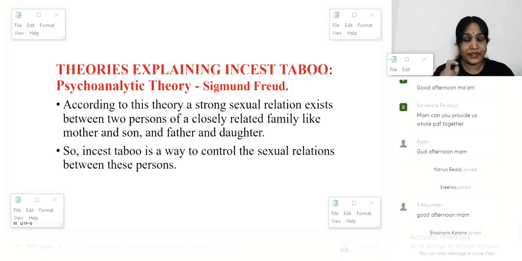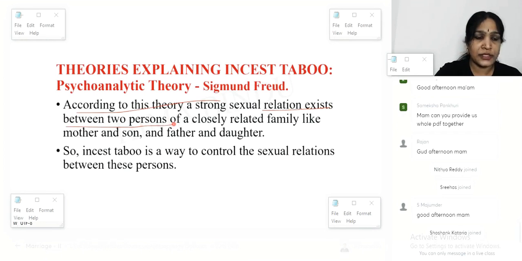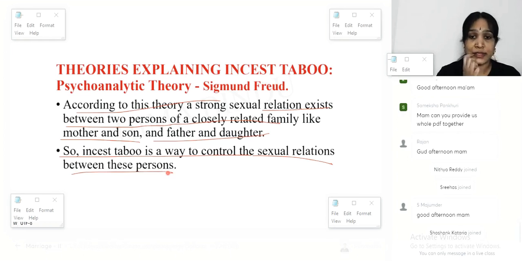We have to psychologically tune them that this is something very ugly. Otherwise most of them may get involved in such relations that may spoil the family relations. That is the opinion of Sigmund Freud. So let us go through what I have given here. According to this theory, a strong sexual relation exists between two persons of a closely related family, like mother and son, father and daughter. So the incest taboo is a way to control the sexual relations between these persons. Okay, this is Sigmund Freud's opinion.